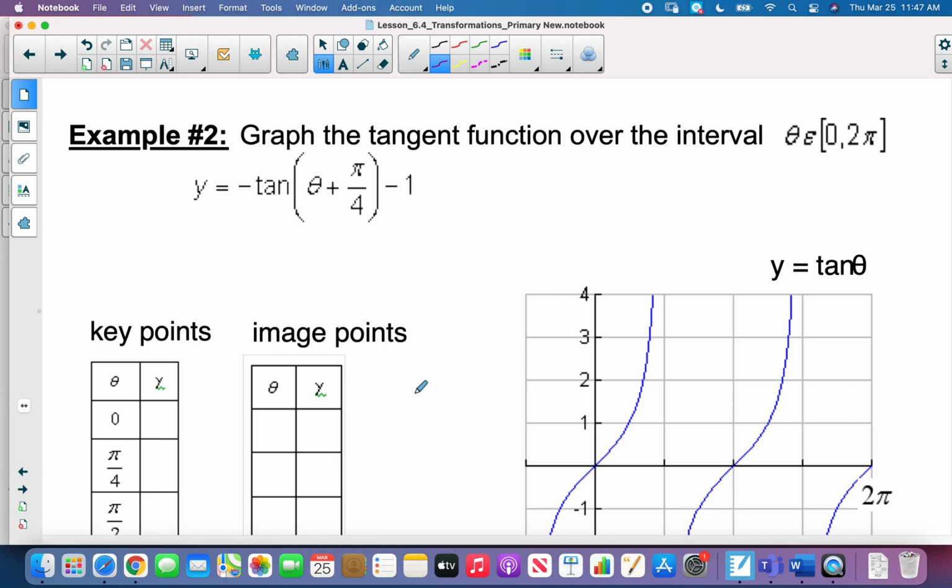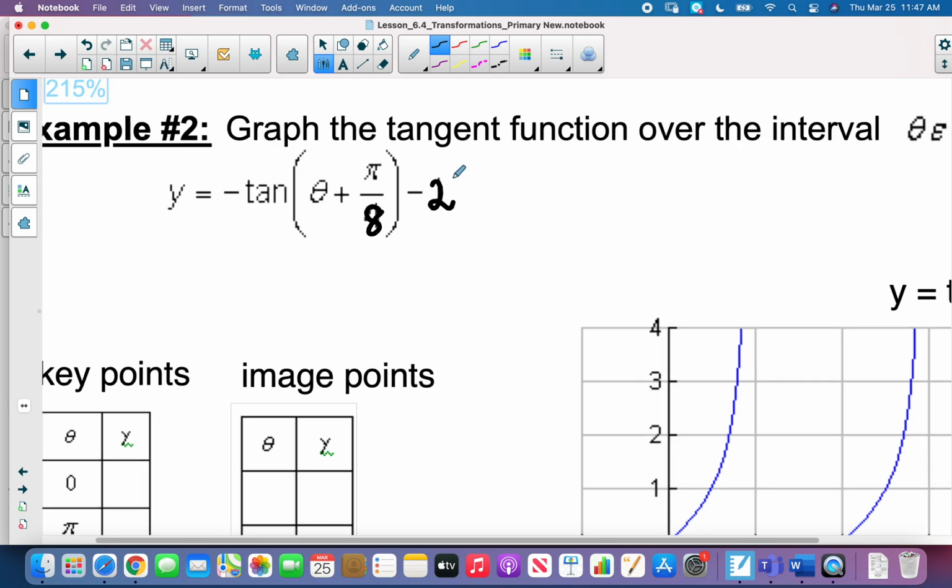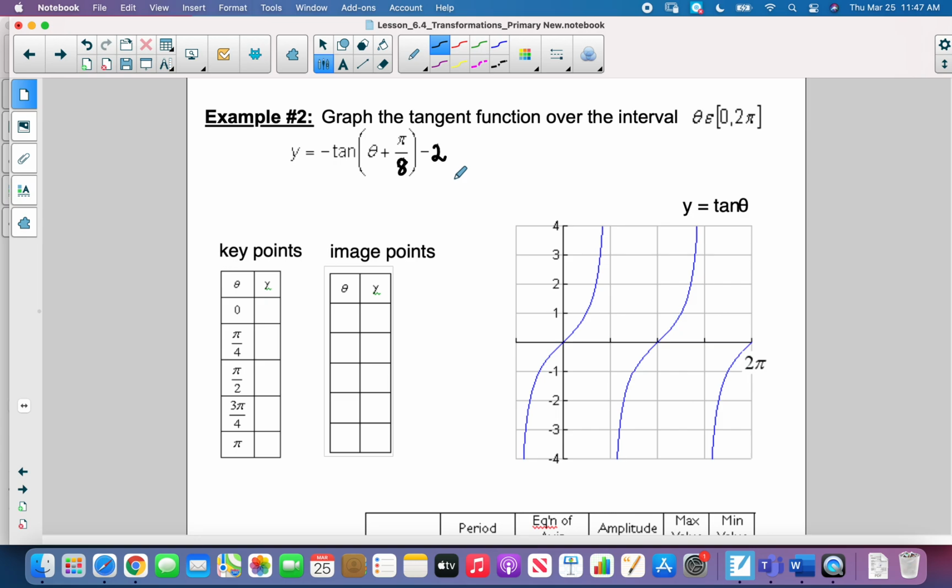Next, we're going to graph the tangent function with the transformation over the interval 0 to 2 pi. This is the transform function, y equals -tan of theta plus pi over 4 minus 1. I'm going to change this up a bit and write a different formula here. I'm going to change this to pi over theta plus pi over 8 minus 2 and do that one instead. So it's a transformation of the parent function y equals tan theta.